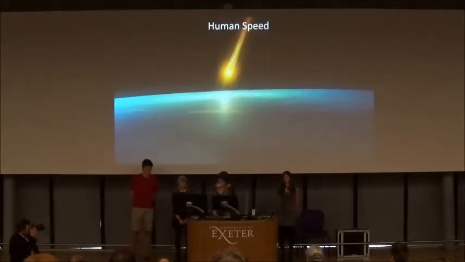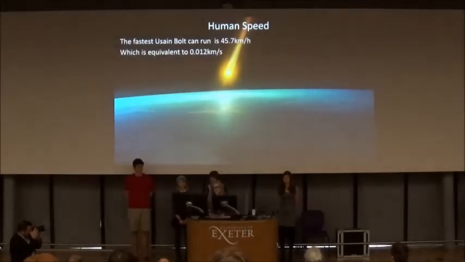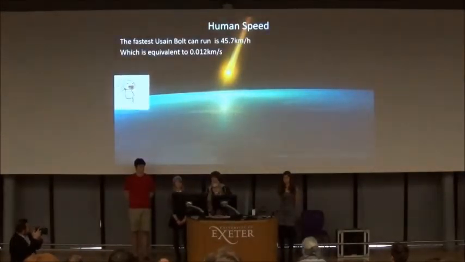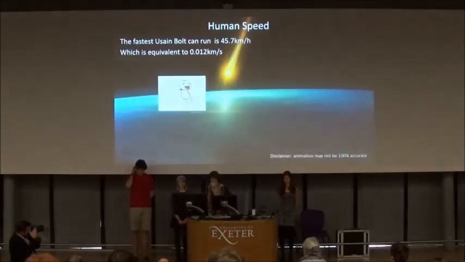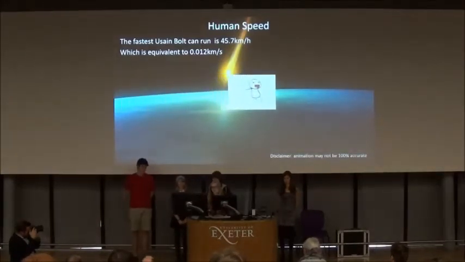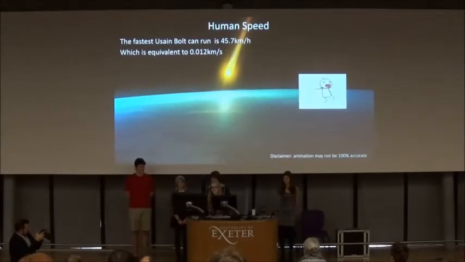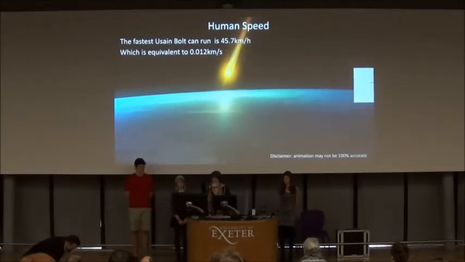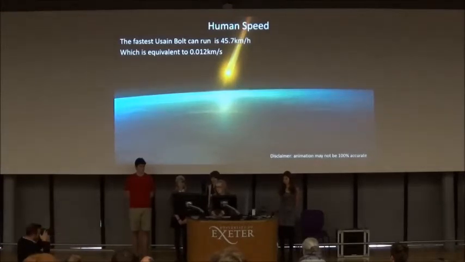That's quite fast. Humans can also travel quite fast, and the fastest Usain Bolt can travel is 45.7 kilometers per hour, which is equivalent to 0.012 kilometers per second. That's about 3,250 times faster the asteroid is traveling than the human, which is quite a lot.